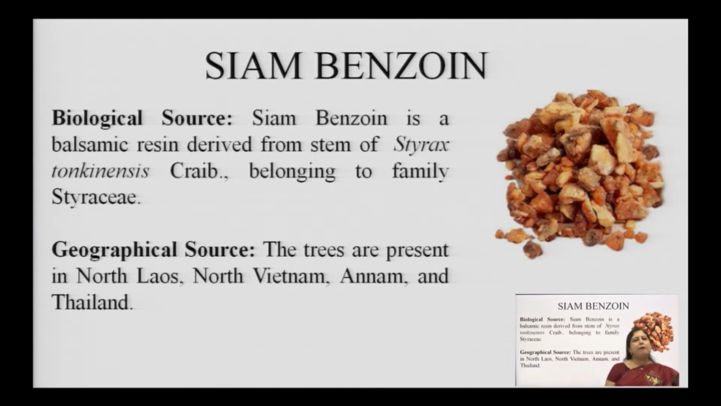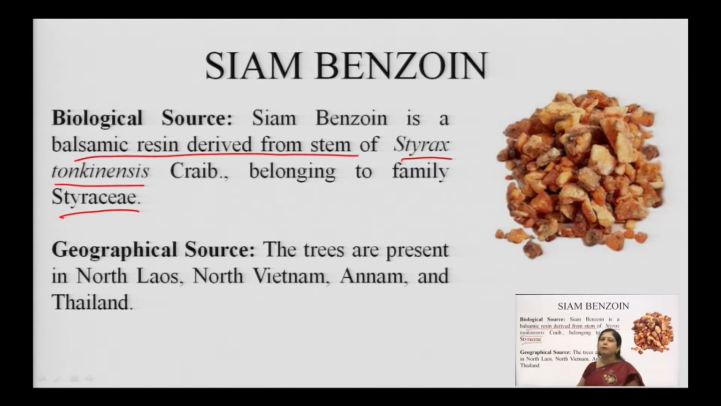The second benzoin is Siam benzoin. Okay. Siam benzoin is a balsamic resin derived from the stem of Styrax tonkinensis. Okay. This is what? Styrax tonkinensis. So, it is different from Sumatra benzoin. Here it is Styrax tonkinensis belonging to the family Styracaceae. Okay. And which part is used? Again the balsamic resin which is derived from the stem of Styrax tonkinensis.